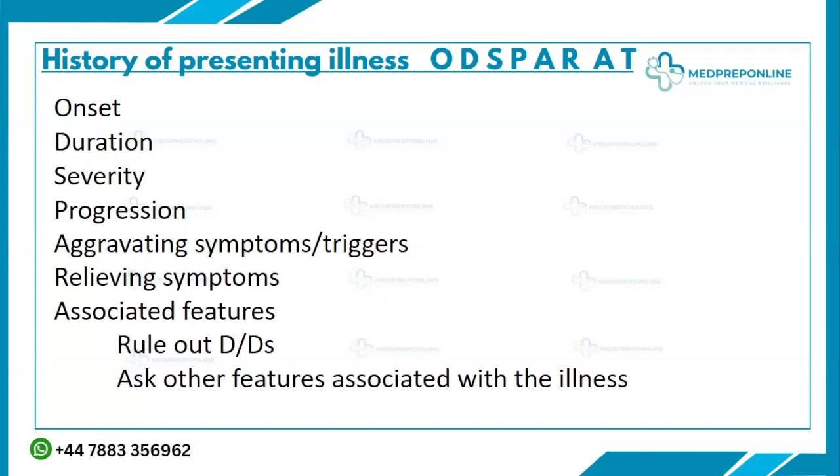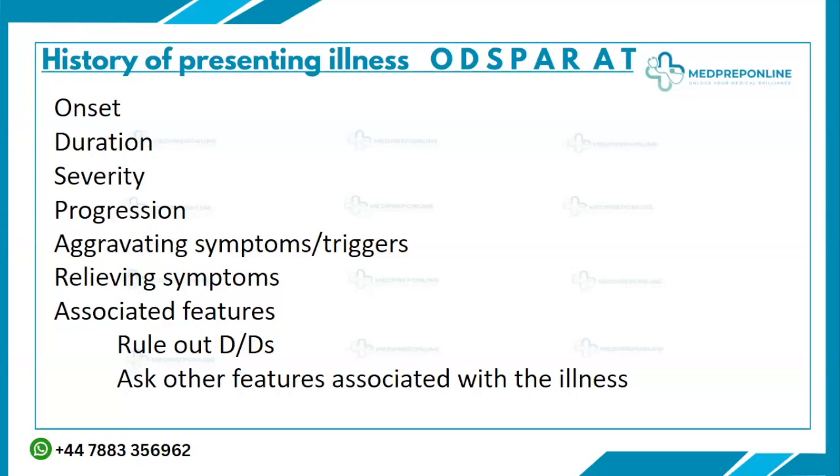Then we have the associated features. In the associated features, you're doing two things. You're ruling out all the differentials when you ask this set of questions. If the child presented with cough, then you'll ask if it is productive, you're ruling out bronchiectasis. If it is associated with wheezing, you're ruling out asthma. If it is associated with fever and chest pain, you're ruling out pneumonia. If it is associated with any other symptoms, you're ruling out the differentials at this point of time. This is very important.